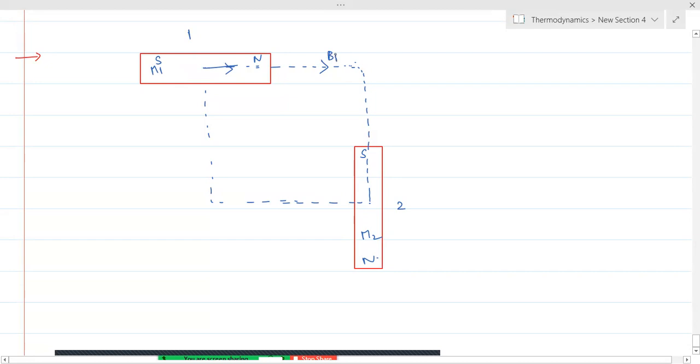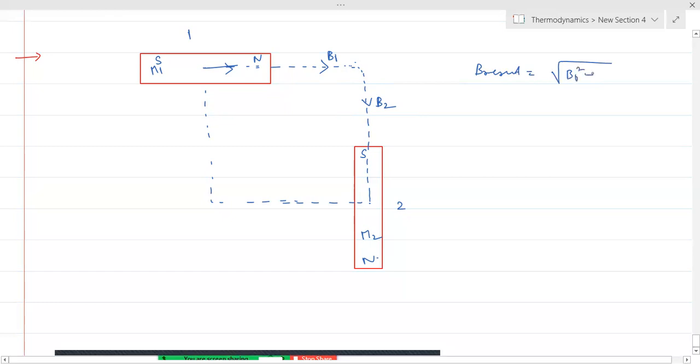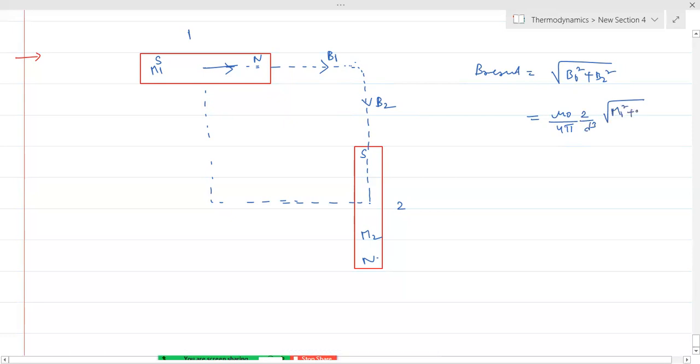So therefore B1 bar will be like this. S to N we are having. So this is also the axial line, B2. So both are axial lines. Therefore, they are perpendicular to each other, so we take the resultant equivalent to root of B1 square plus B2 square. So we will take mu naught by 4 pi into 2 by D cube into root of M1 square plus M2 square.